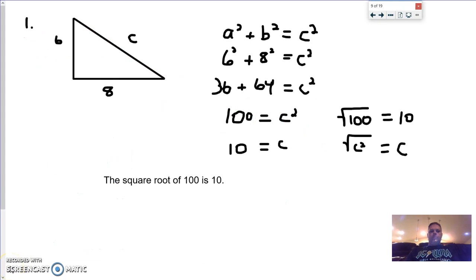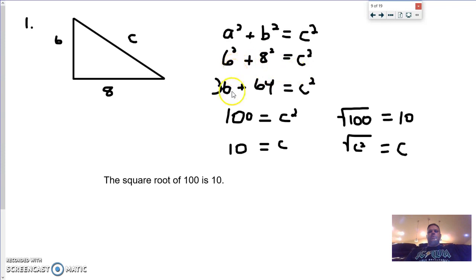In our first example, we are looking for side C, the hypotenuse. We have a side 6. We have a side 8. I wrote the formula again for you. A squared plus b squared equals c squared. We substitute in 6 squared plus 8 squared equals c squared.